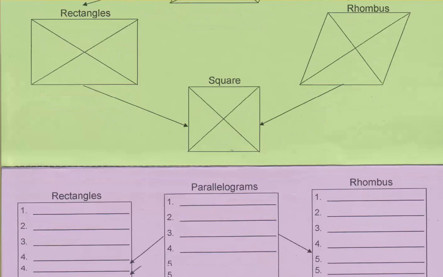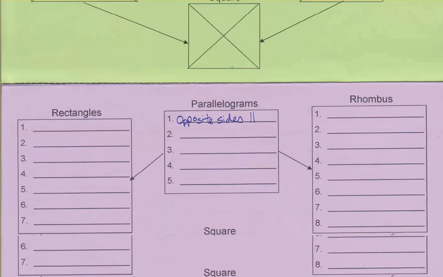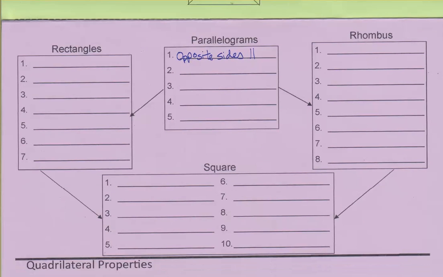So the first property that we're going to look at is the thing that makes a parallelogram. Opposite sides are parallel. And if you look at this diagram, all of the other shapes, rhombuses, rectangles, and squares, are also parallelograms. So number one for all of them will be opposite sides are parallel. They all have the same 5 properties from parallelograms.